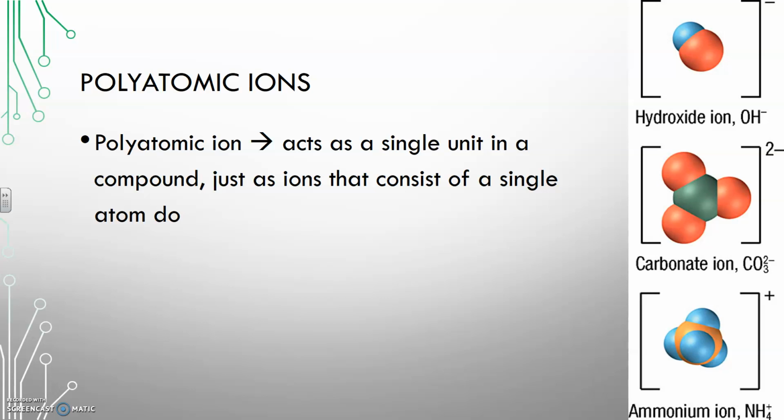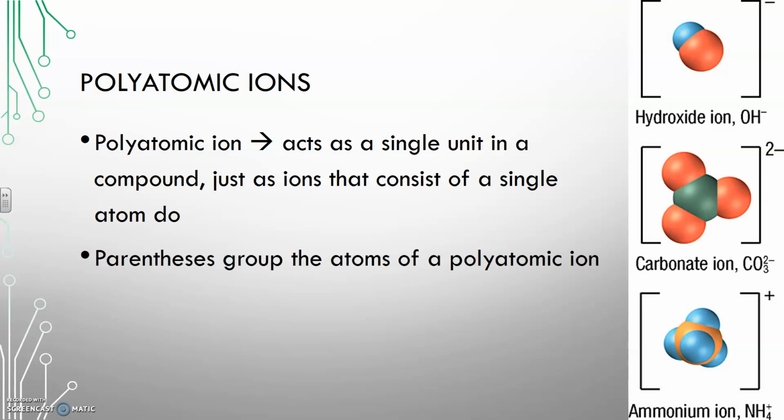eat dinner. And then you also have ammonium here, which is 1 nitrogen and 4 hydrogens, NH4. And with each of these ions, you also have a charge on the full polyatomic ion. Like the hydroxide, you have a -1 charge. The carbonate, you have a -2 charge. And the ammonium ion, you have a +1 charge.